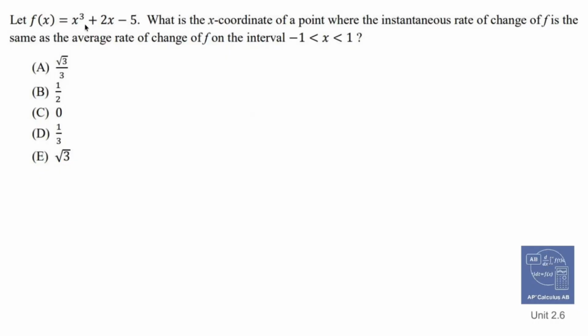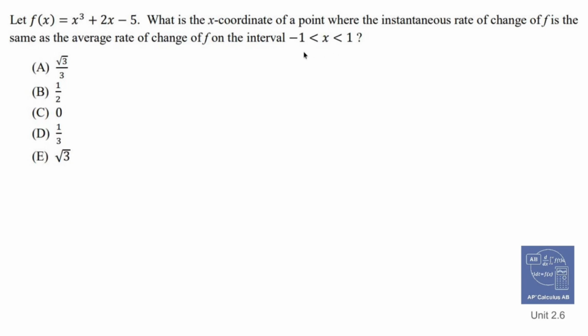Let f of x equal x cubed plus 2x minus 5. What is the x-coordinate of a point where the instantaneous rate of change of f is the same as the average rate of change of f on the interval -1 to 1?